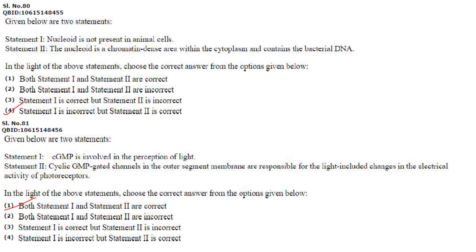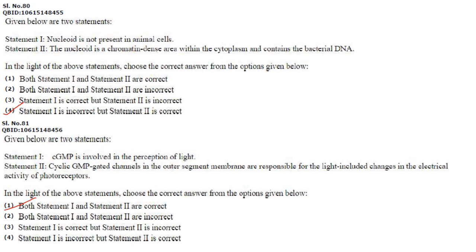Then next one. Nucleoid is not present in animal cells. Who told? Nucleoid is present in mitochondria. In animal cells, mitochondrial genomes are organized into clusters of 5 to 7 genomes referred to as nucleoids. So the first statement is incorrect. The nucleoid is a chromatin-dense area within the cytoplasm and contains the bacterial DNA. That is correct. So statement 1 is incorrect and statement 2 is correct.